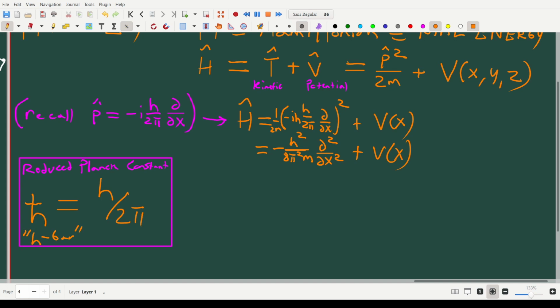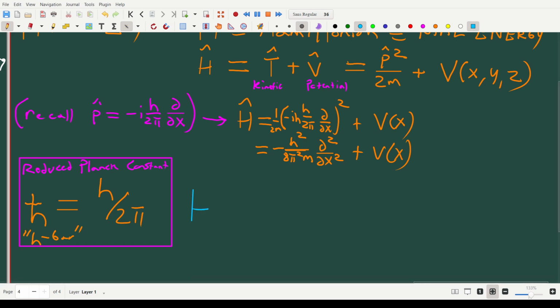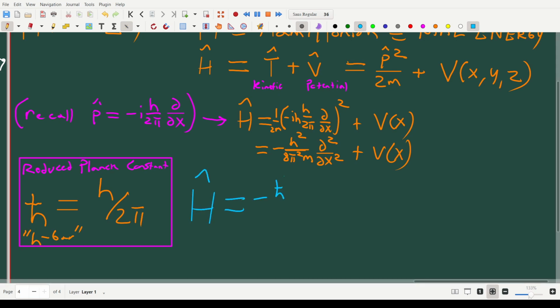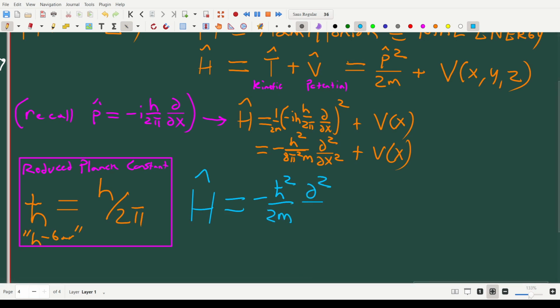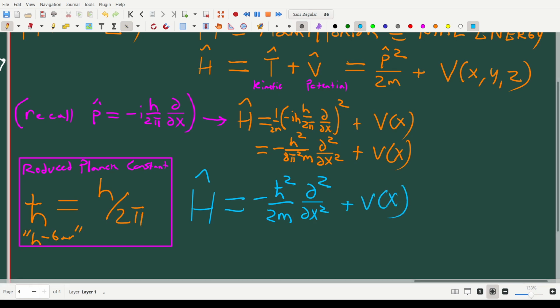So we can now rewrite our Hamiltonian operator in its classic form, which is minus h bar squared over 2m times the second derivative with respect to position, plus my potential, which is system dependent.